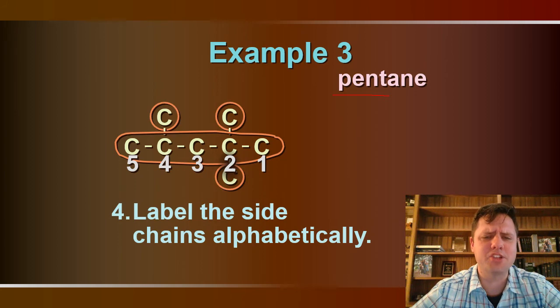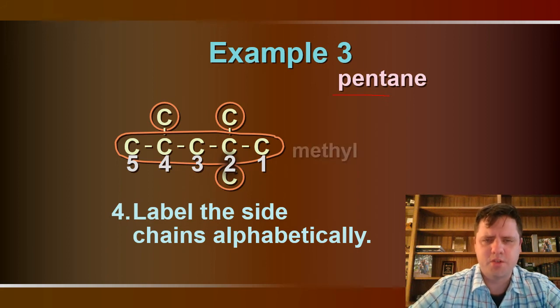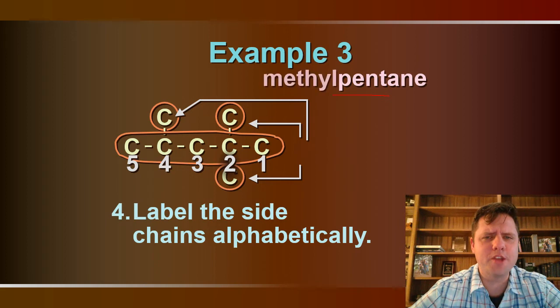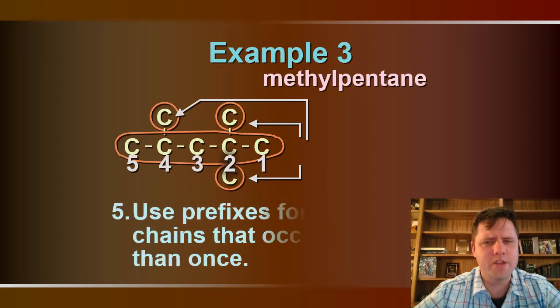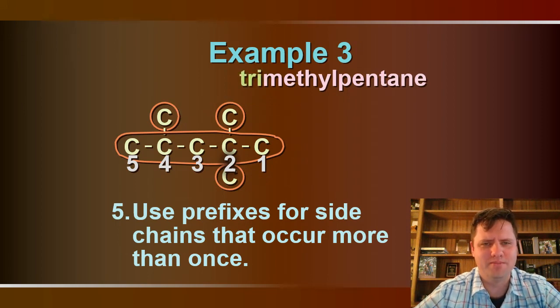Then you label the side chains alphabetically. In this case, note that they're all just single carbons that are attached. So those are all methyls. So it's just like methyl, methyl, methyl, right? So we can though use a prefix instead of saying methyl, methyl, methyl. Use that there's how many of them? There's 3 of them. So we're going to use the prefix tri to say trimethyl pentane.